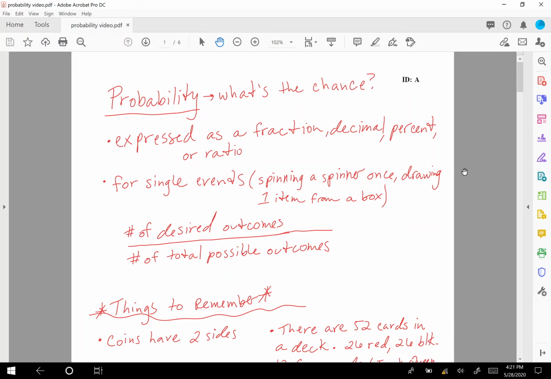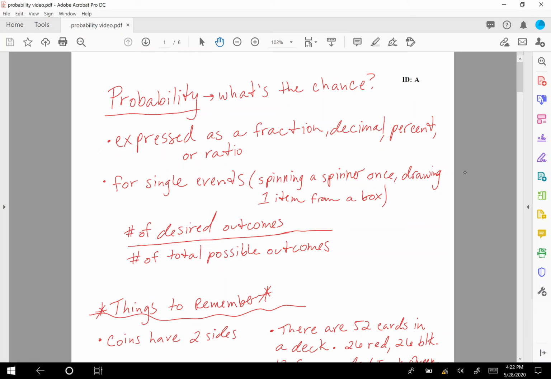Just going through this week, we are going to be covering probability. So, probability is what is the chance of some event happening? Like, what's the percent chance of it raining today? What's the percent chance of me winning the lottery? Stuff like that. Probability is expressed as a fraction, a decimal, percent, or a ratio. We're going to be concentrating on fractions and decimals.